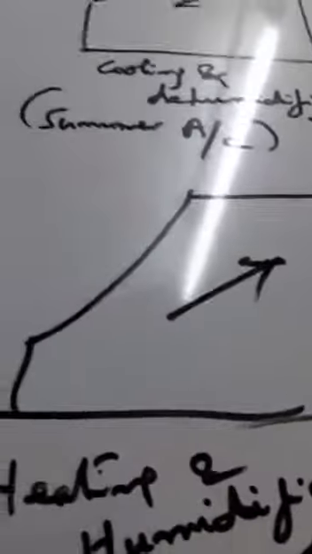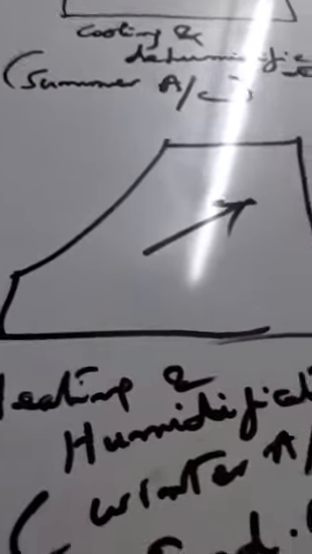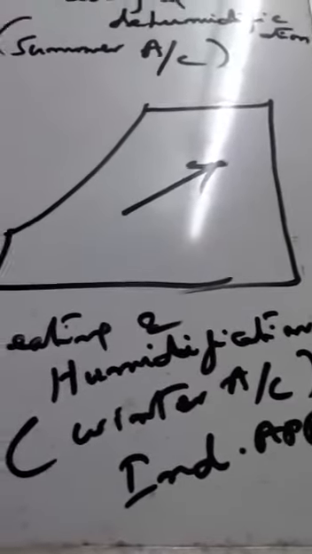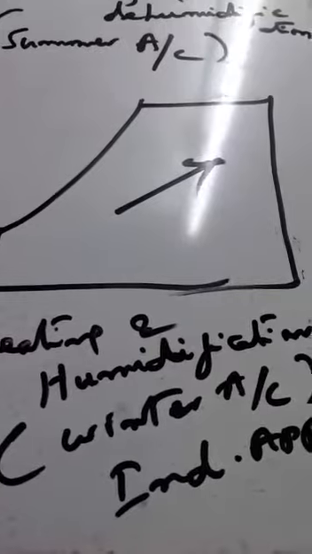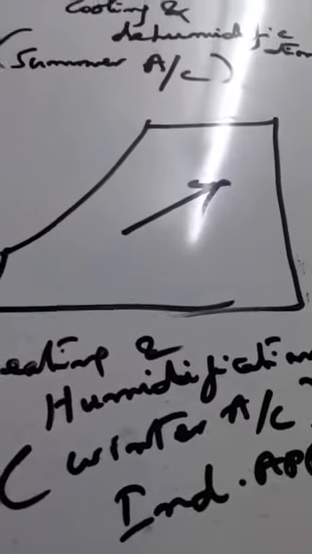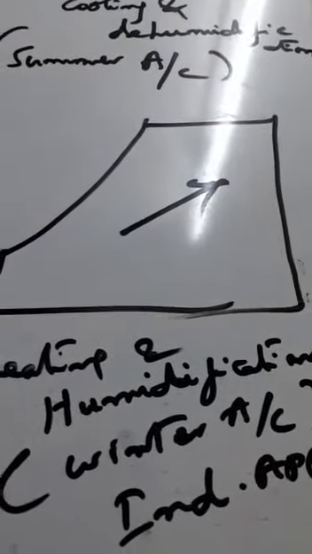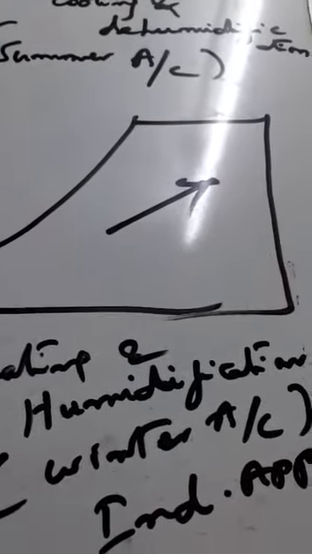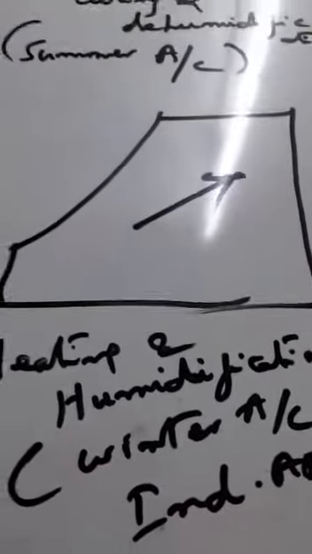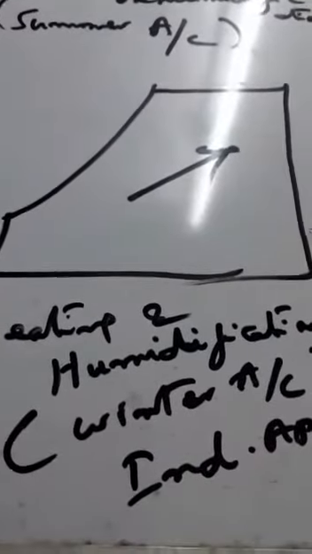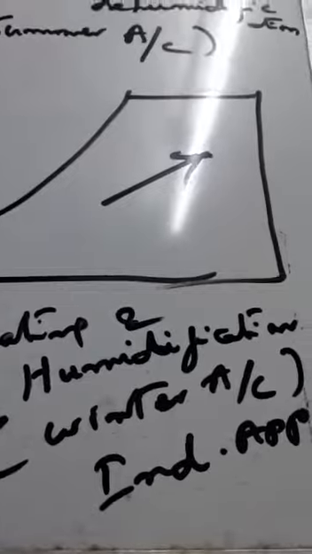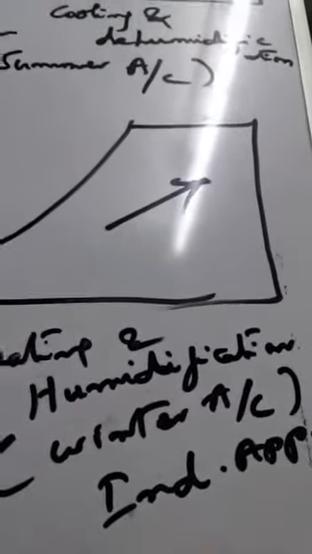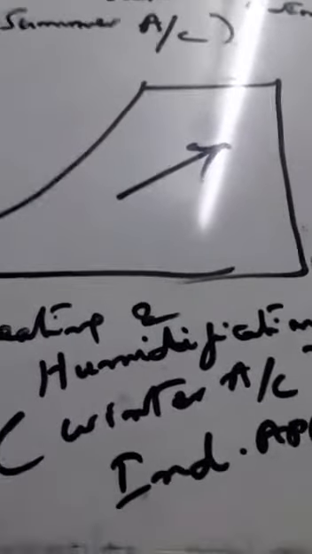And the last one is heating and humidification. You can see here the arrow is slightly inclined upwards and going towards the right side. That clearly shows sensible heating is there, and at the same time humidification also is there. That means the moisture content got increased. This process can be used for winter air conditioning where the winter conditions are very low, that means 0 degrees or 5 degrees or less than 0.